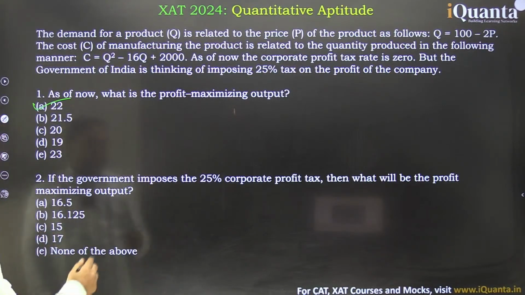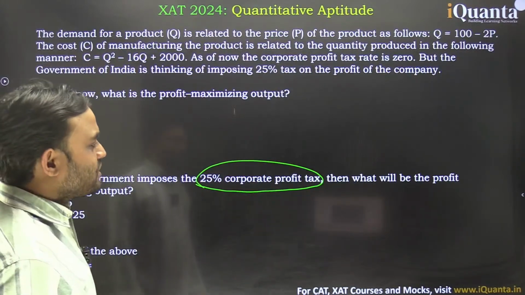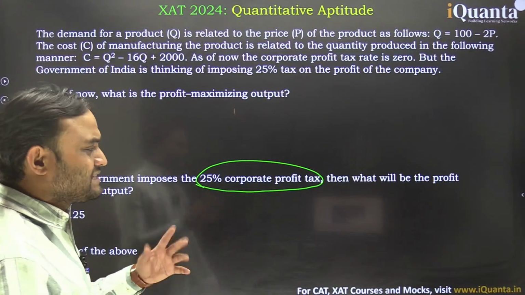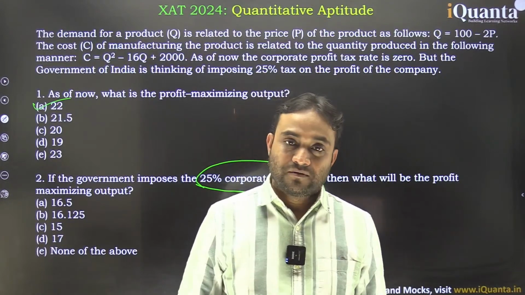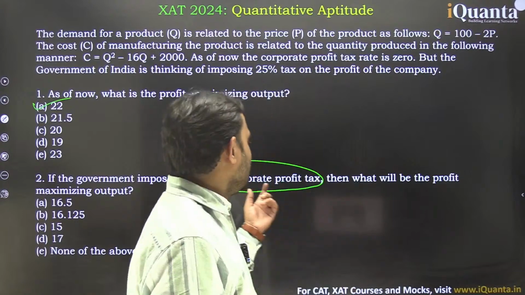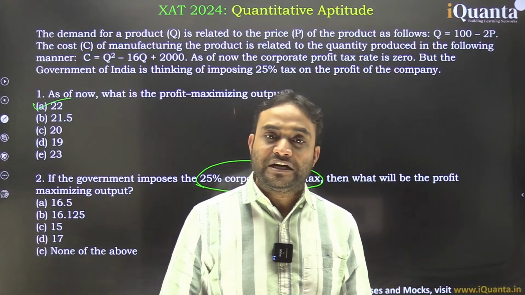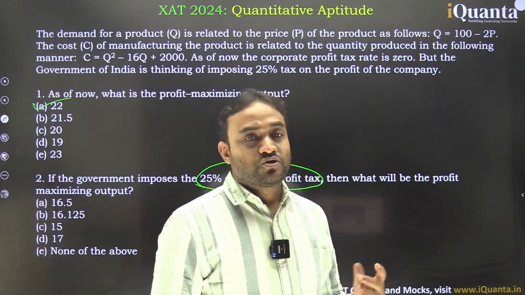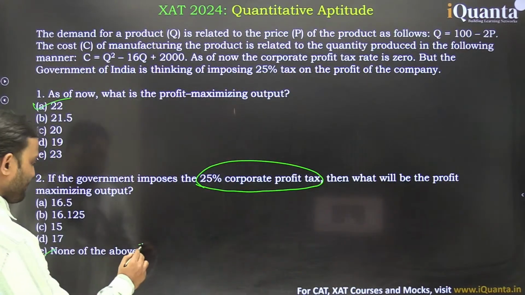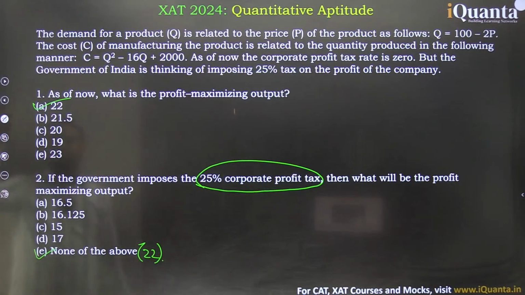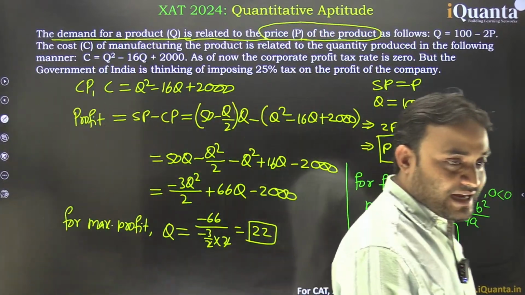Second question, it says, if the government imposes 25% profit tax, then what will be the profit maximizing output? Again, it doesn't matter, because first we will have to calculate profit and then tax on it. So to maximize overall profit, whole equation will be multiplied by 3 by 4, not 3 by 2, 3 by 4. So it doesn't change. Answer is again 22.